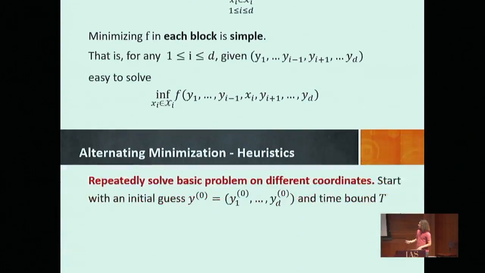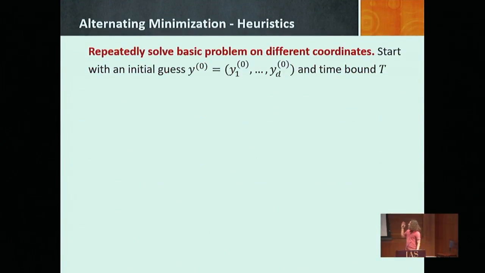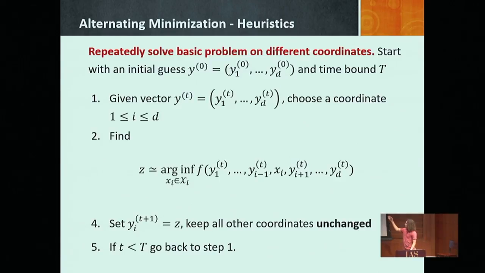Okay? So what is the heuristic that we usually use? Well, we repeatedly just solve the basic problem on different coordinates, right? The heuristic is to pick a coordinate at a time, right? I just say, okay, pick the ith coordinate now, and then you pick the jth coordinate later. So we start with the initial guess of the solution and a time bound. We say, okay, we're going to run for a specific amount of time t. And then given my current solution, I choose a coordinate i. That's where the heuristic comes in. I find the optimum. And then I set the ith coordinate to that optimum, while keeping all the other coordinates unchanged. And as long as I'm within my time bound, I keep going back and iterating. Right? Any questions about the setup? I guess it's familiar. OK.